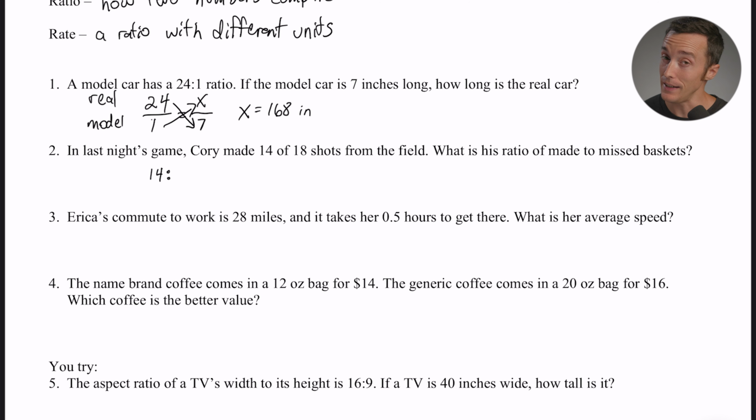And don't say 18. That's the total number of shots that he took. 14 of them he made. That means he missed 4 shots. So he was shooting really well on that night.